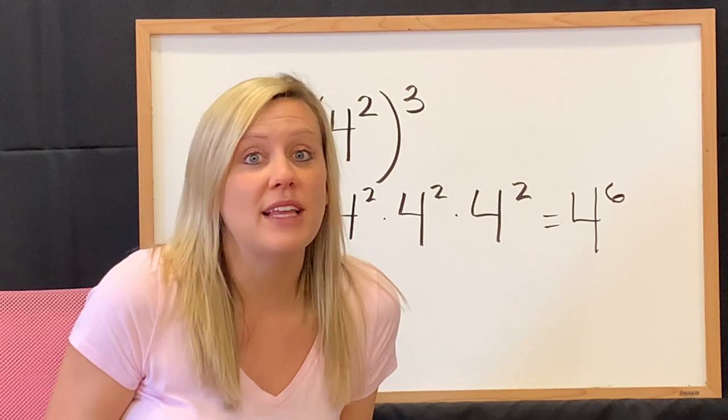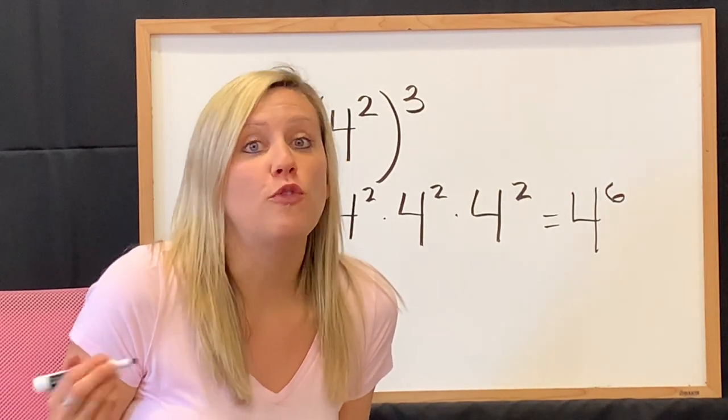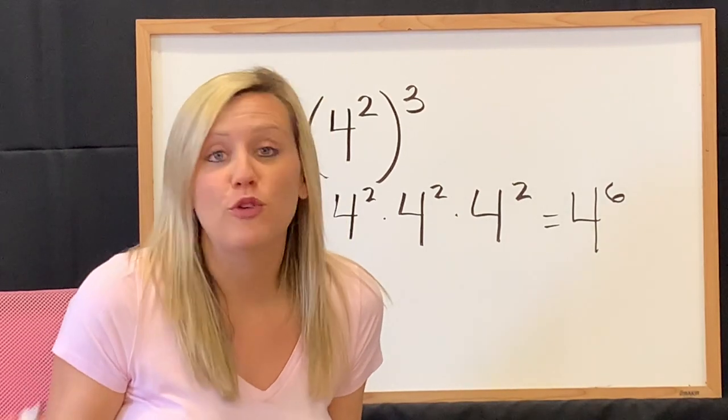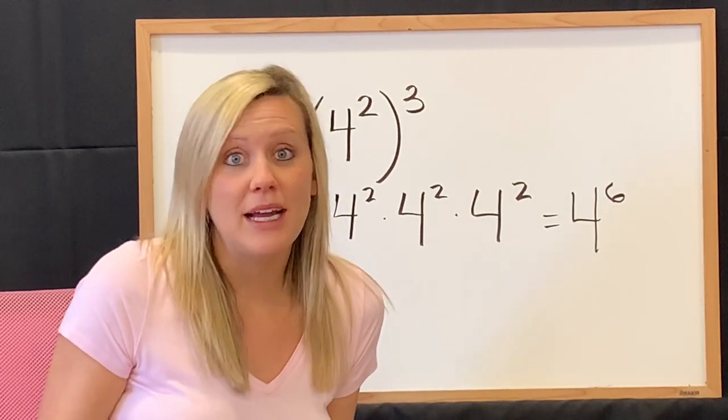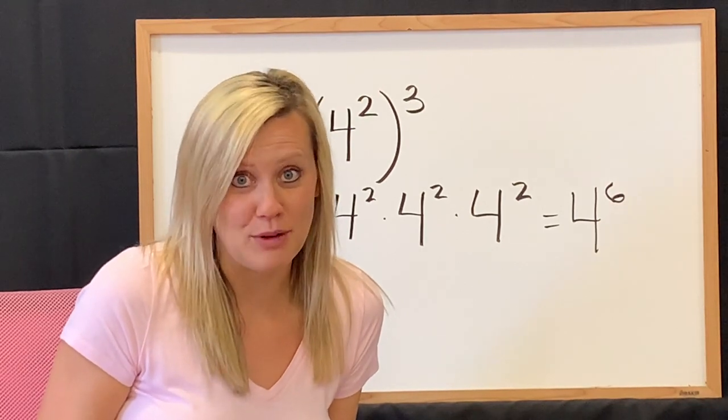Now, if you want to find what that answer is as a number, you could take your calculator and go 4 times 4 times 4 times 4 times 4 times 4. But I am just going to show you how to simplify your answer using exponents.